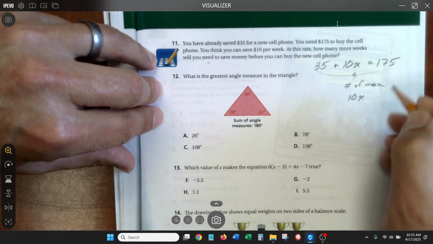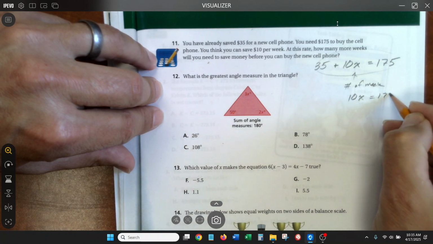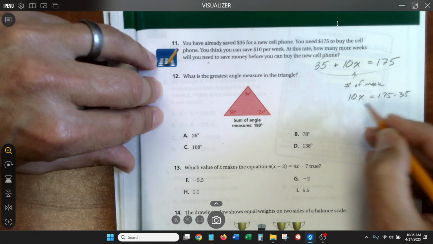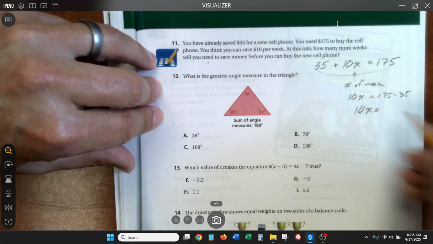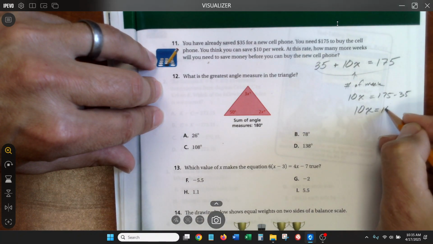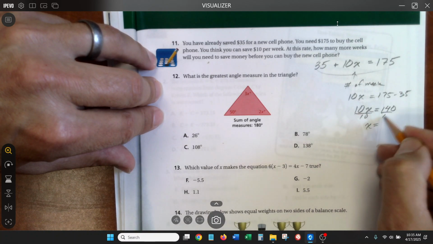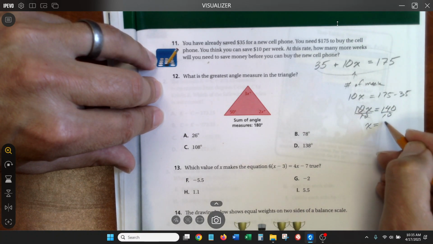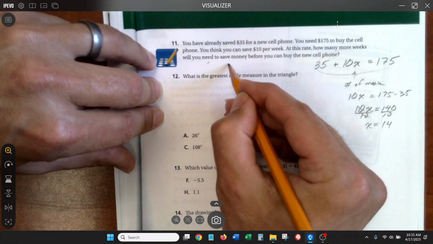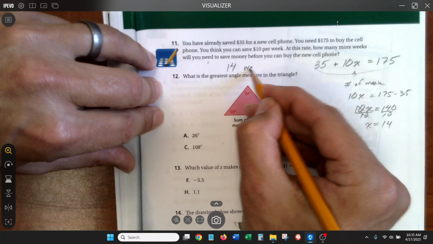So we subtract 35 from both sides, and we have 10x is equal to 140. So x is 14. So after 14 weeks, we'll have enough to buy our cell phone.